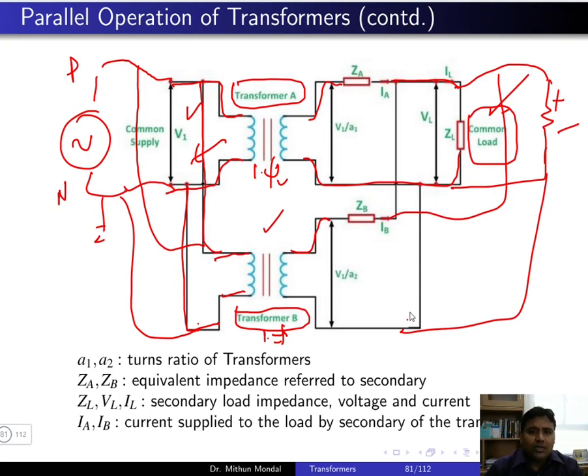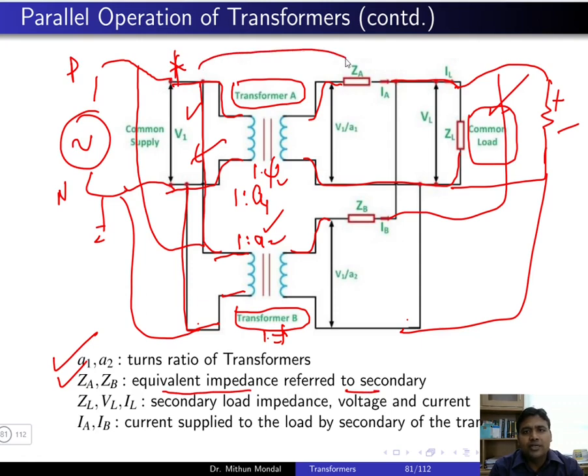Now what is happening if the transformer turns ratios are A1 and A2? Here you have a turns ratio A1, here you have a turns ratio A2, meaning 1 is to A1, 1 is to A2. ZA and ZB are the equivalent impedances referred to the secondary side. So on the primary side we are not having an impedance, and all the impedances are referred to the secondary side of the transformer.